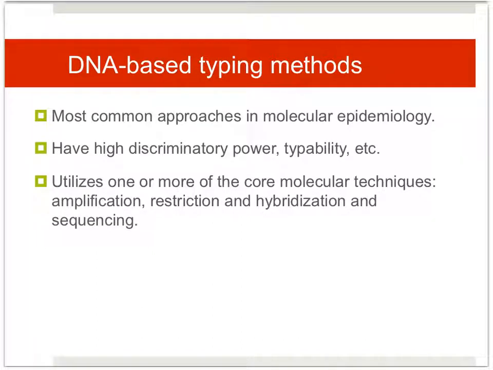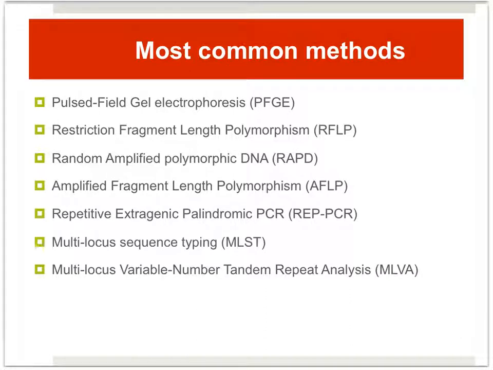For epidemiologic purposes, the key ones are genotyping methods, which often, not 100%, not always, but often, do have better discriminatory power, better typability, and better reproducibility than the traditional phenotypic methods that we use. So here is a list of the most common ones that we will be covering as well.